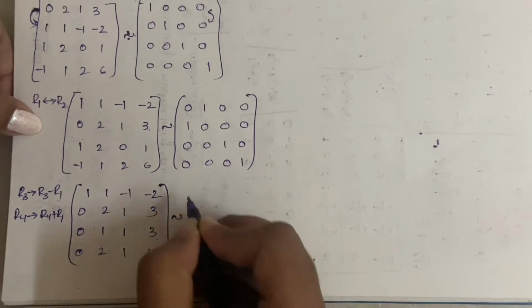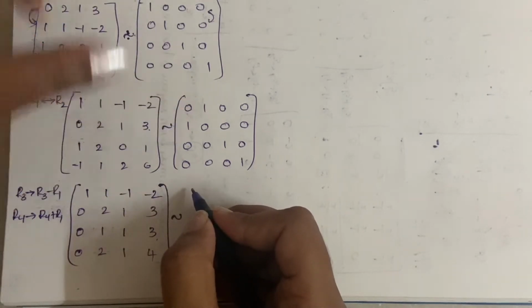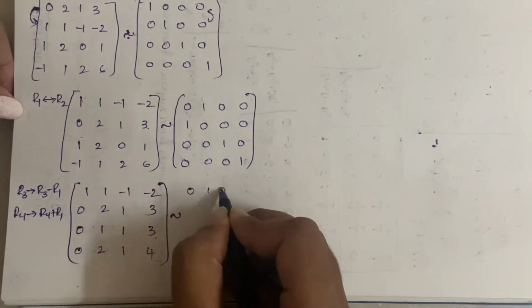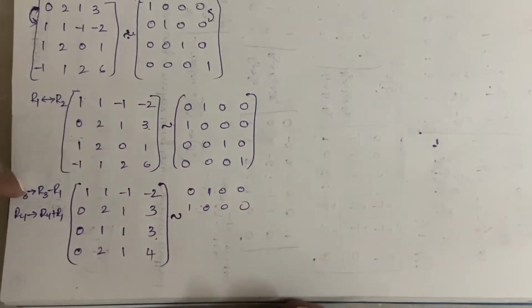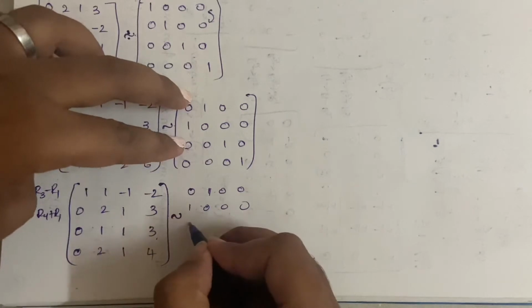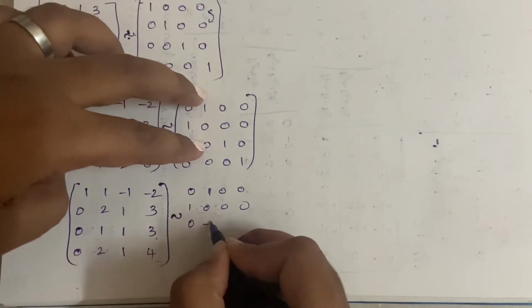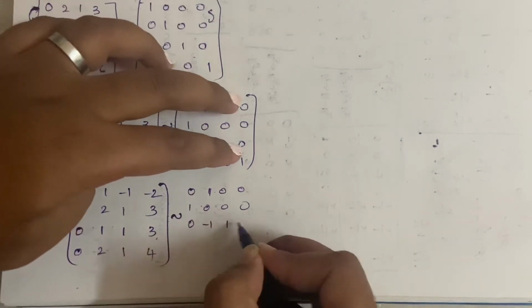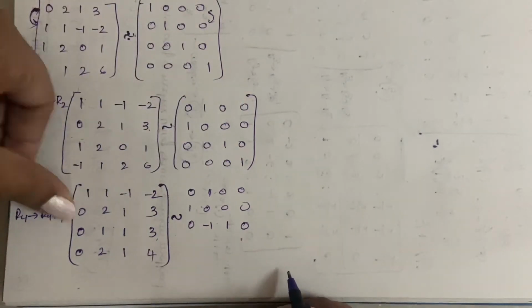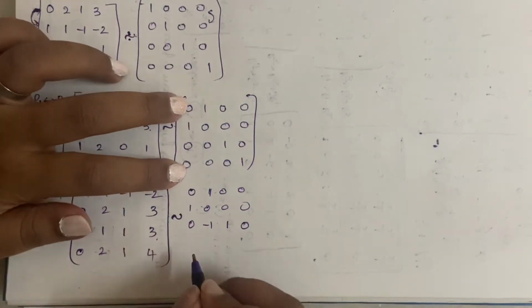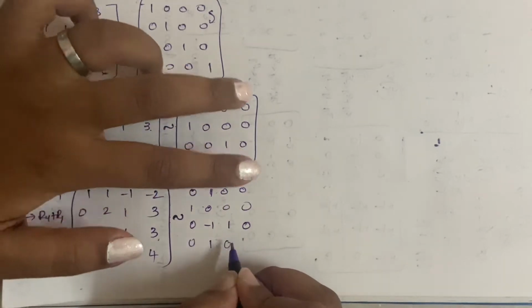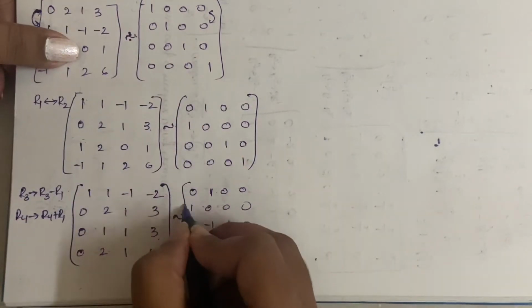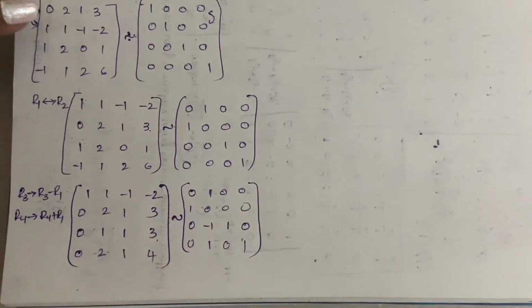Next, the same has to be applied here also, right? R1 and R2 again are the same: 0 1 0 0, 1 0 0 0. Next, R3 minus R1: 0 minus 0 is 0, 0 minus 1 is minus 1, 1 minus 0 is 1, 0 minus 0 is again 0. R4 plus R1: 0 plus 0 is 0, 1 plus 0 is 1, 0 plus 0 is 0, 1 plus 0 is 1. Okay, so this is what we got.